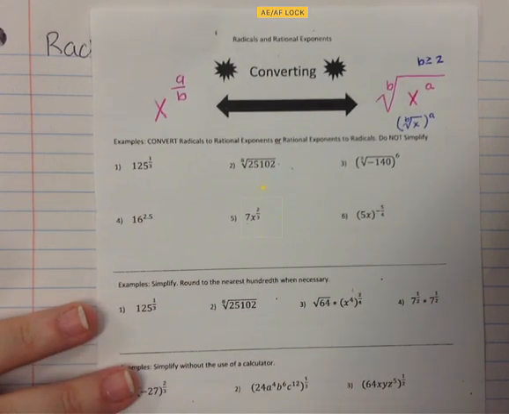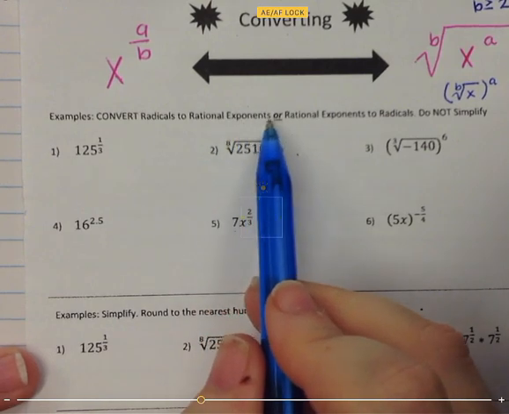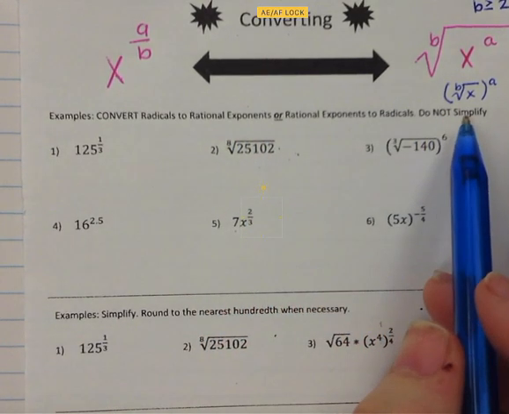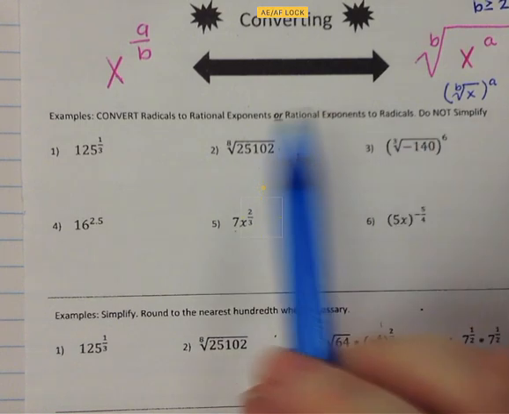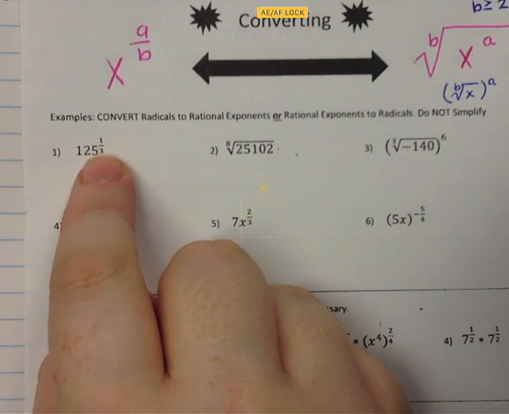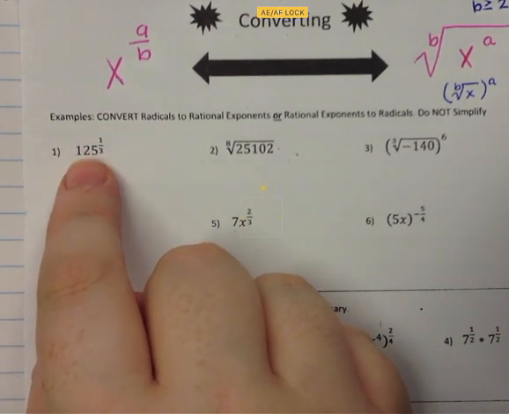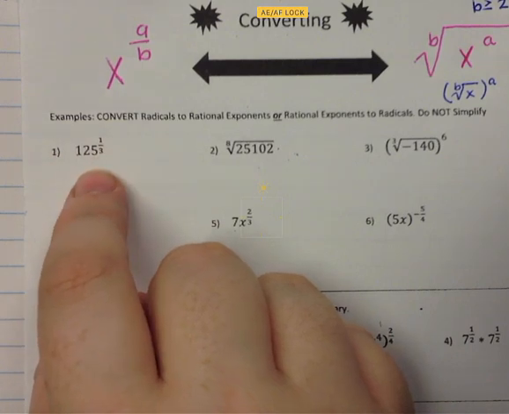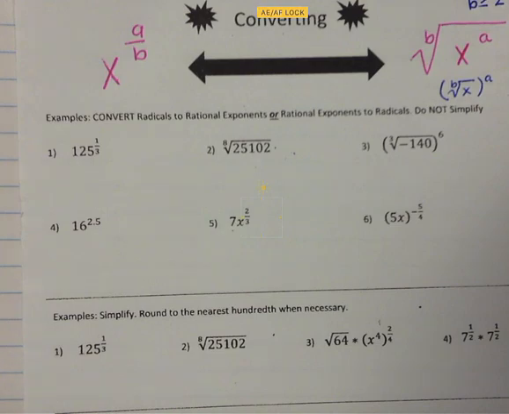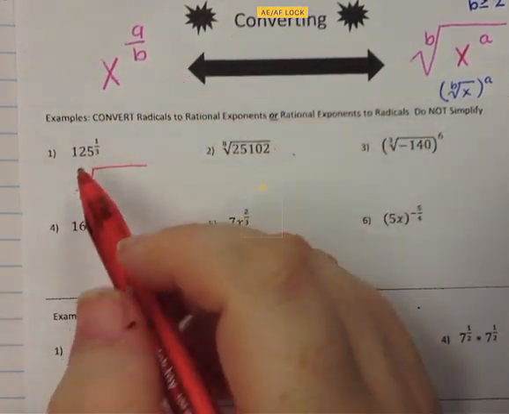If we look at our first couple of examples, it says to convert radicals to rational exponents or rational exponents to radicals, but do not simplify. So we're not going to be using our calculator. We're just going to convert this. Since we have an exponent, that means we're going to convert it to a radical. Basically, if you see a radical, we want to get rid of it. If you don't have a radical, you want it. So we will have our radical. We just have to figure out what everything is.